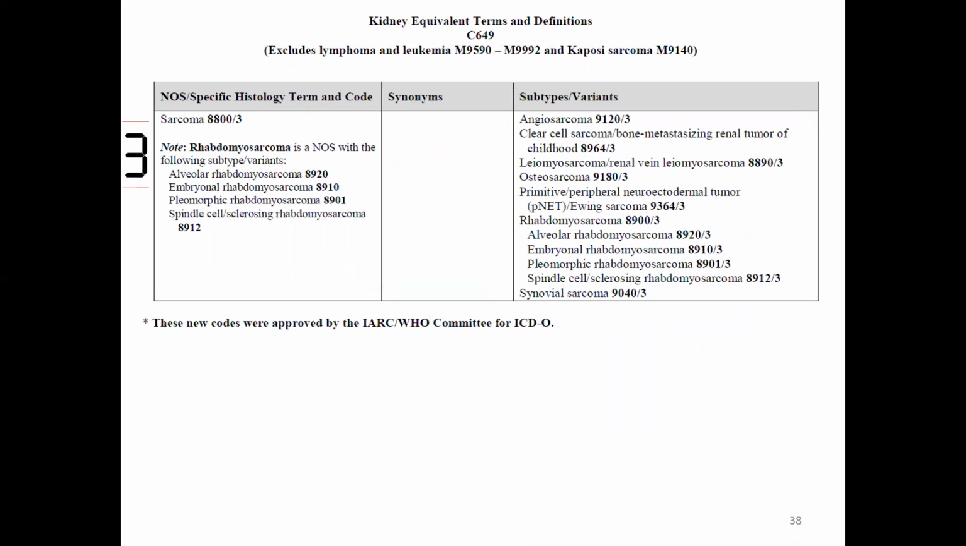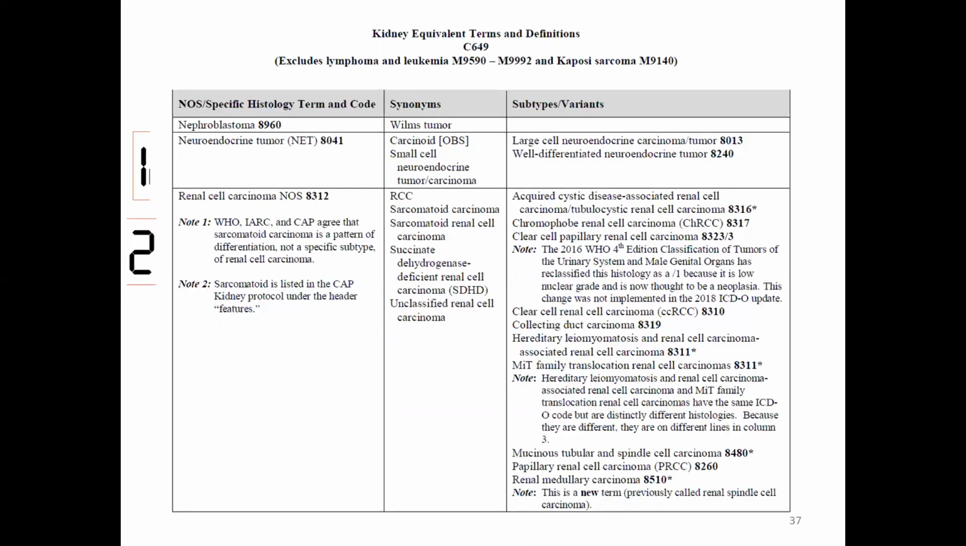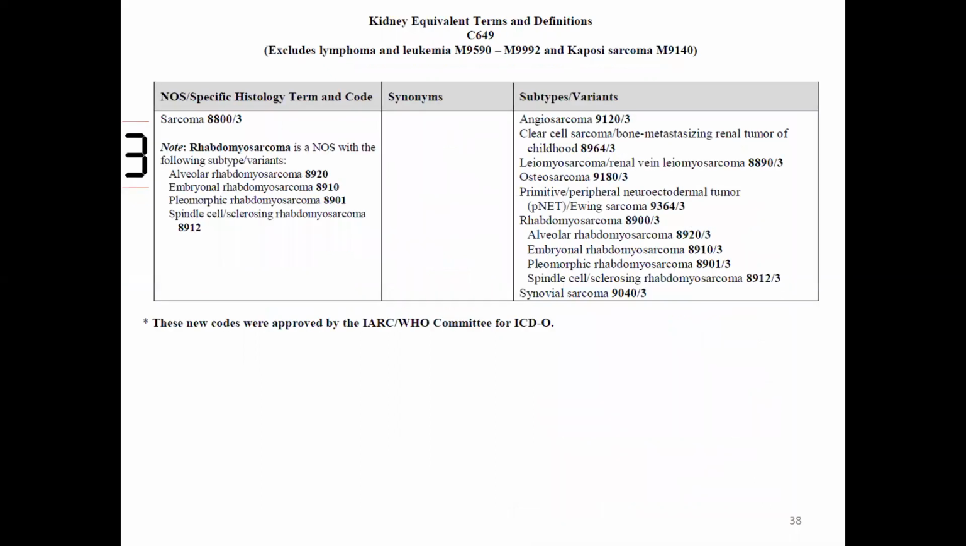So row 3 includes the sarcoma. Let's back up a minute. So row 1 includes the NET tumors, the neuroendocrine tumors or the carcinoids. Row 2 would be the renal cell, the 8312. You can see that the sarcomatoid carcinoma or sarcomatoid renal cell carcinoma is a histology that is a synonym to the 8312. And then row 3 includes the sarcomas of the kidney.